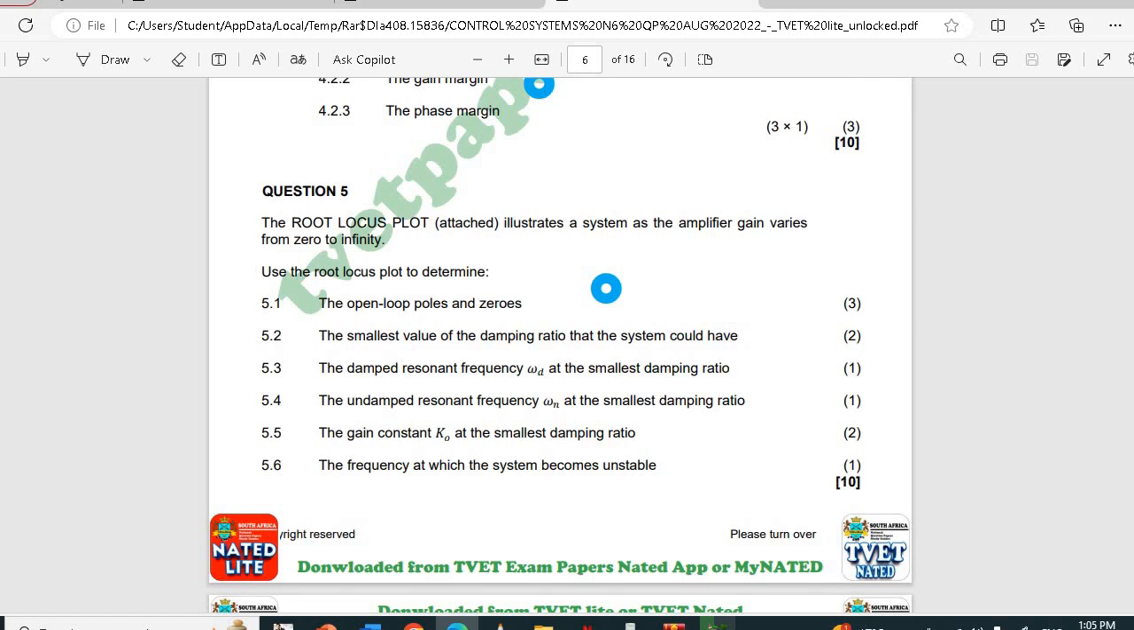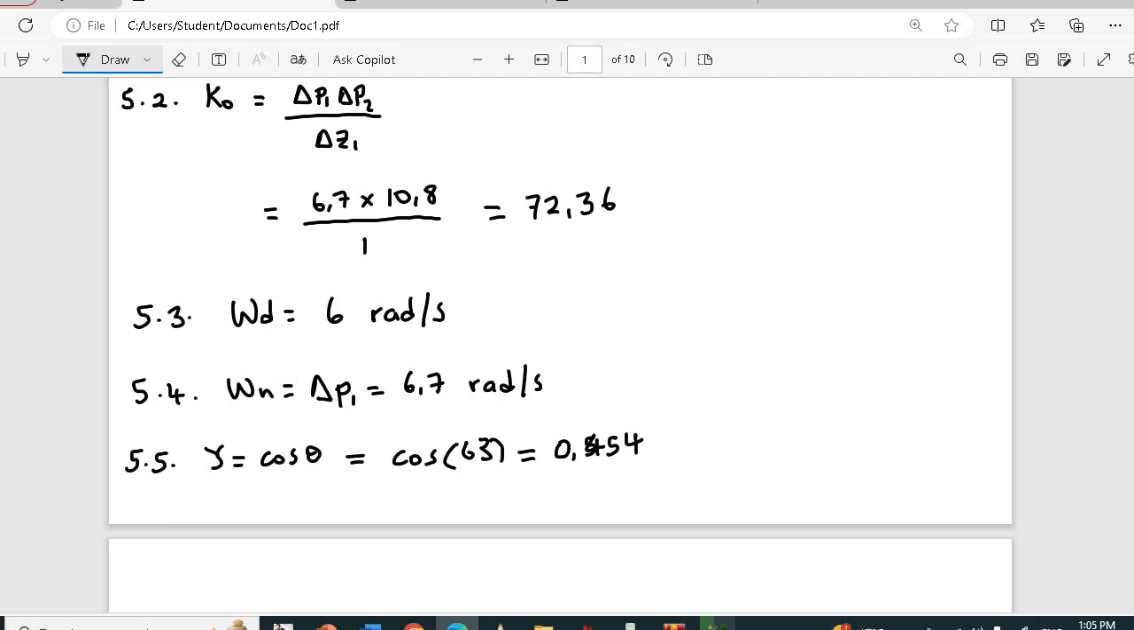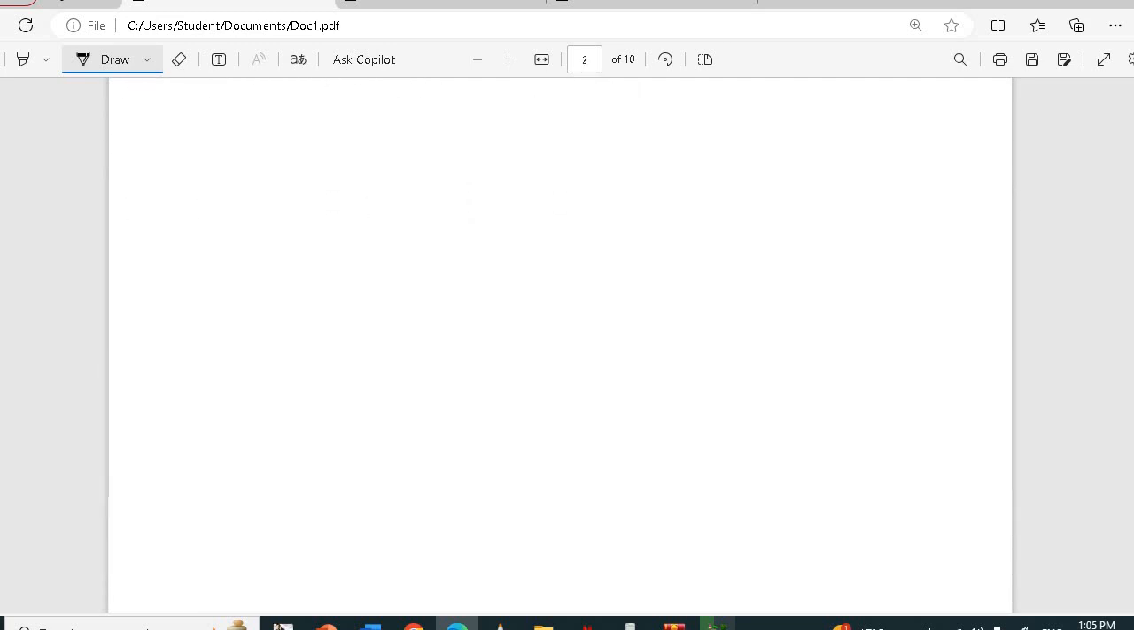And then they say use the root locus plot to determine open loop poles and zeros, because now we have poles and zeros, right? So we know how to identify poles and how to identify zeros. This one I think is the 2022 paper, August 2022. The other one we did was 2023, August or April, just confirm. So they want poles and zeros, so we have to check on the diagram.